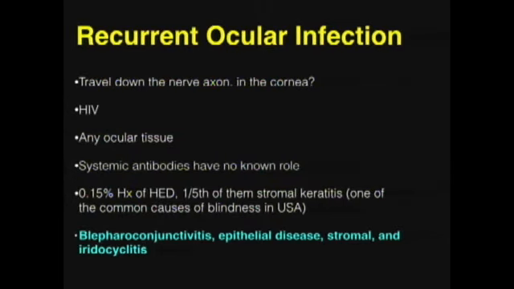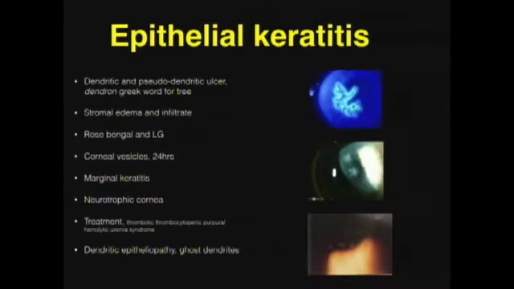So we will divide our presentation into, we already talked about blepharoconjunctivitis, so we will do epithelial disease, stromal disease, and iridocyclitis. And this is the most common clinical presentation of recurrent HSV infection. So epithelial keratitis. Again, I need another volunteer to mention one or two facts about HSV epithelial keratitis.